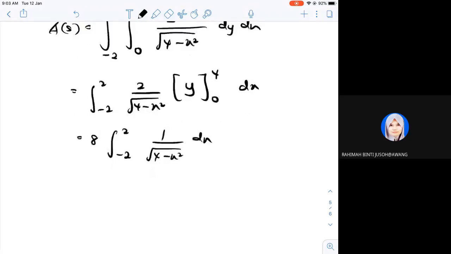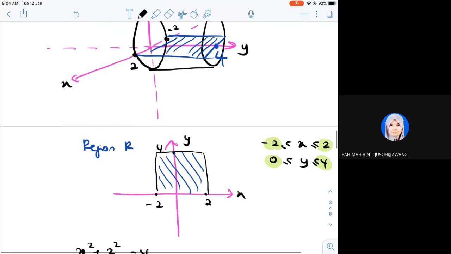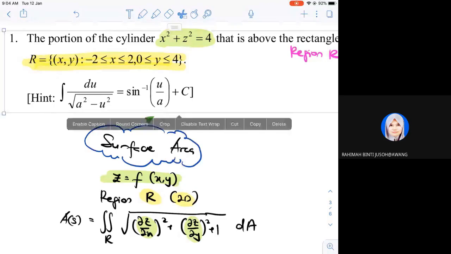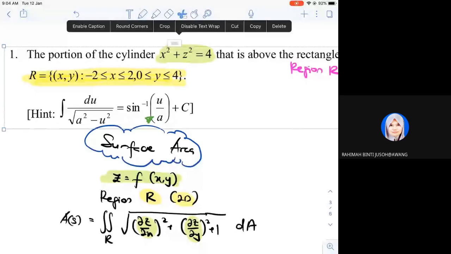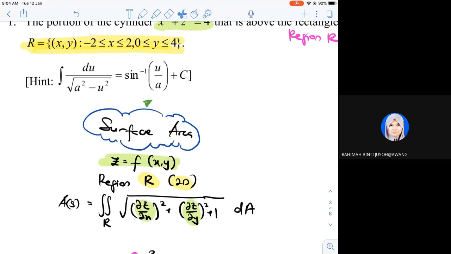Yes, madam. Okay, now you cannot solve this directly, because we have 1 over square root of 4 minus x squared. Unless kalau ada x kat tepi ni baru boleh cancel lah nanti kalau guna substitution. But now we cannot integrate this. So what happened here? We need to use the hint. Okay, we need to use this. Du over a squared minus u squared, arcsine u over a.